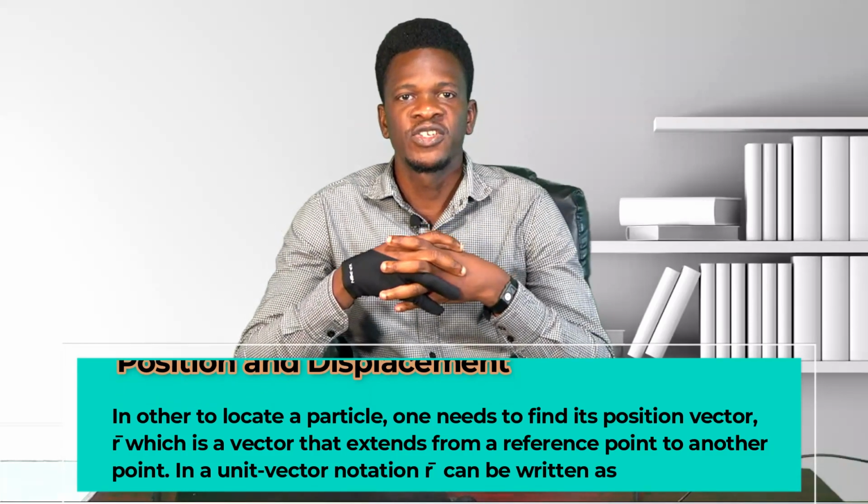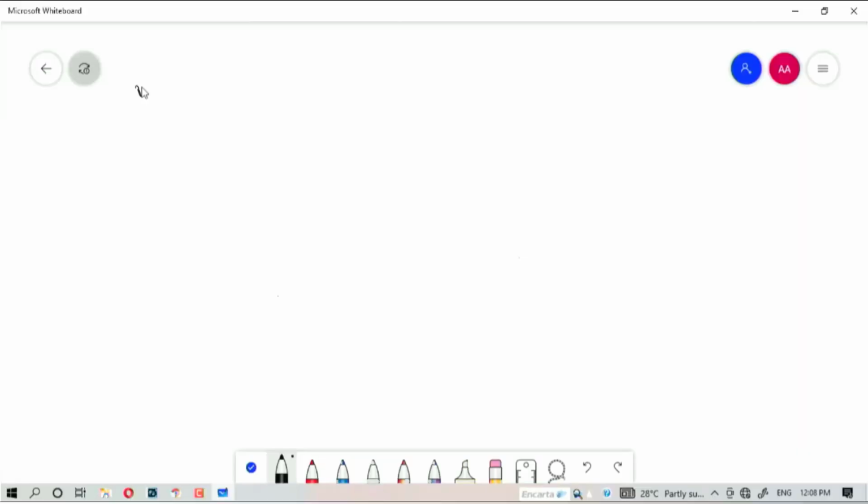In unit vector notation, it can be written as r equal to x i plus y j plus z k, where x, y, and z are components and i, j, k are unit vectors.